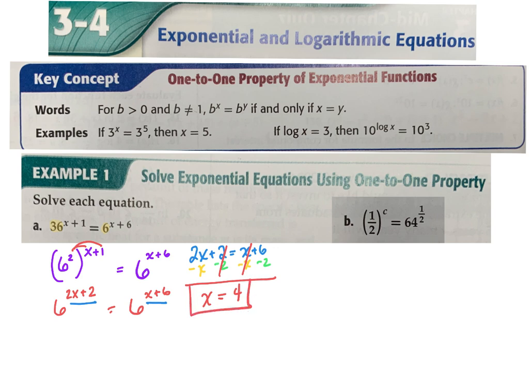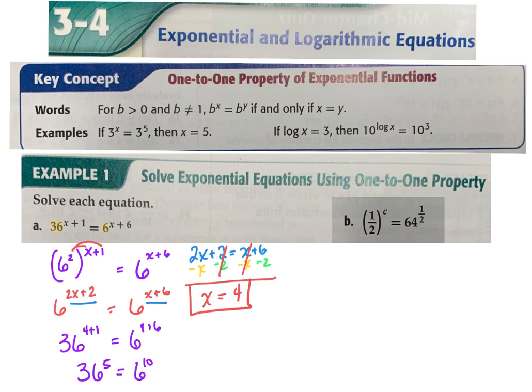And you can check these. You can put it into your calculator if you want to, so we don't have to write it out. We just have to write x equals. So you can check it: 36 to the 4 plus 1, does that equal 6 to the 4 plus 6? 36 to the 5th equals 6 to the 10th. That's how you check it.